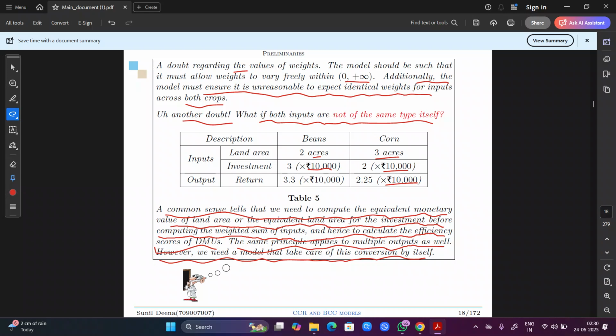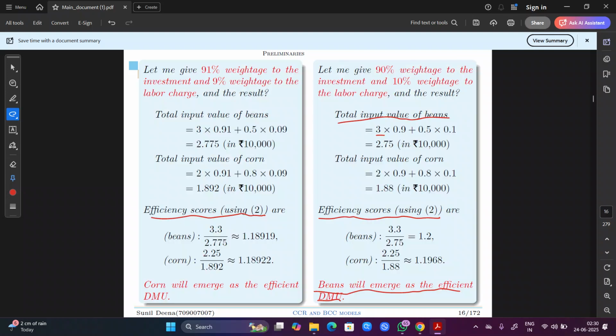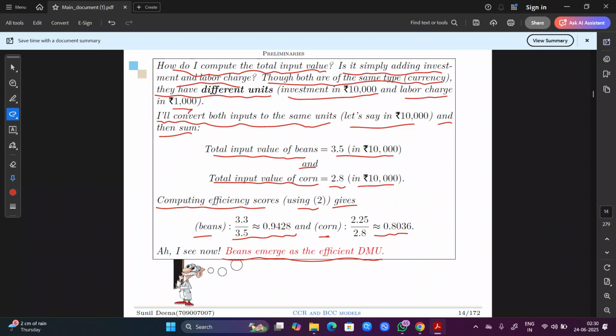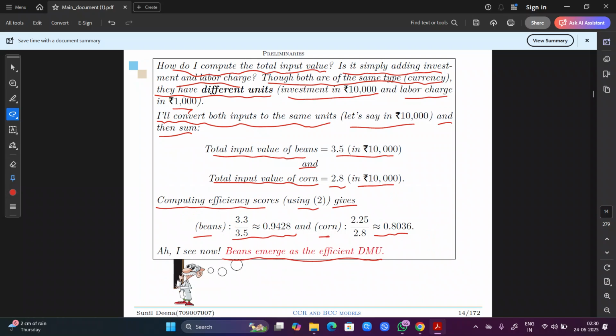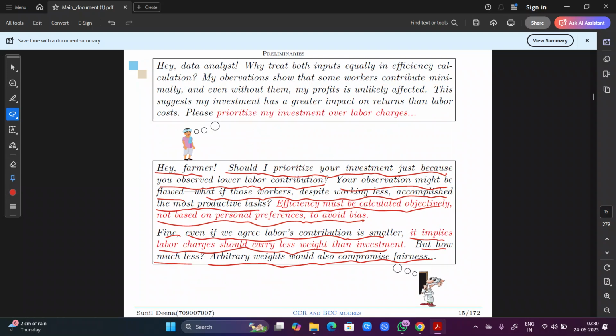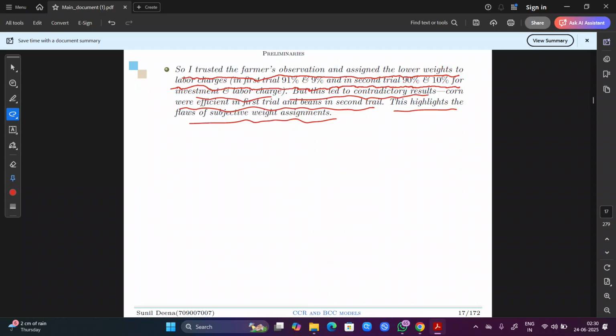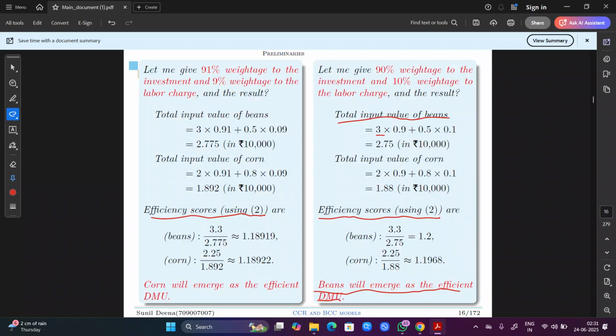Okay, you can see an example here, the one from previously. Now investment is 3 and labor charge is 0.5. After I convert in this, 10,000. So 3.5 means I am giving labor 100% weightage, and investment also 100% weightage. If I give a lower percentage, I get a different result. You can see here I am getting a different result.